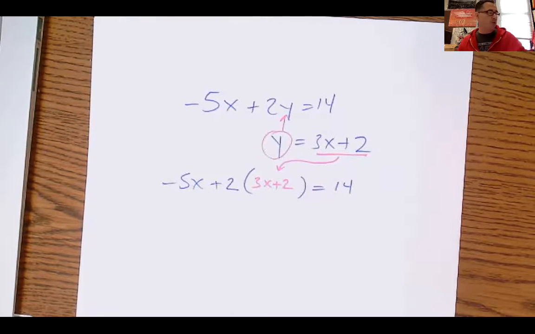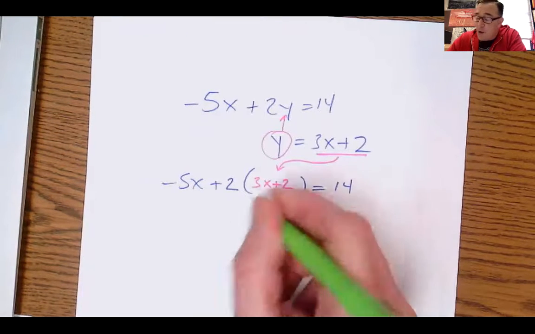What's my next step? What do I do? Oh, somebody's got to write fast or else we're not going to get to it. Anybody? What do I have to do? Yeah, you distribute 2 to the 3x and the 2.